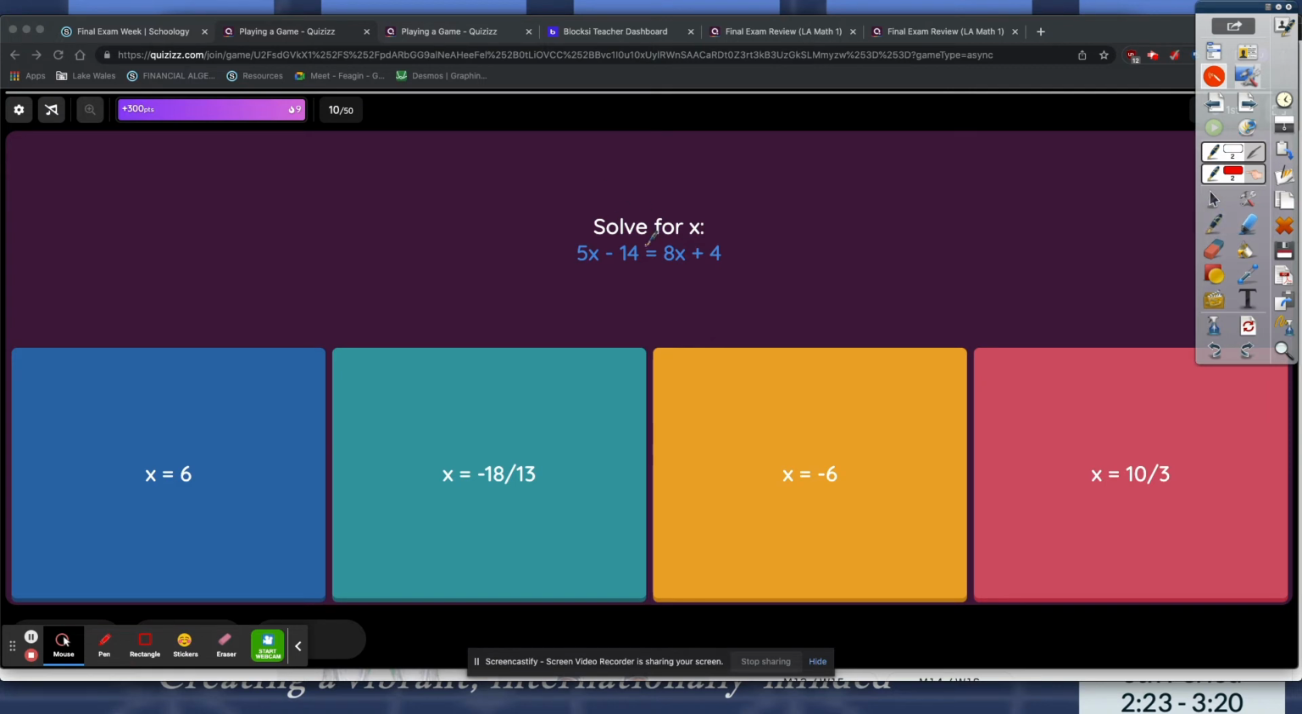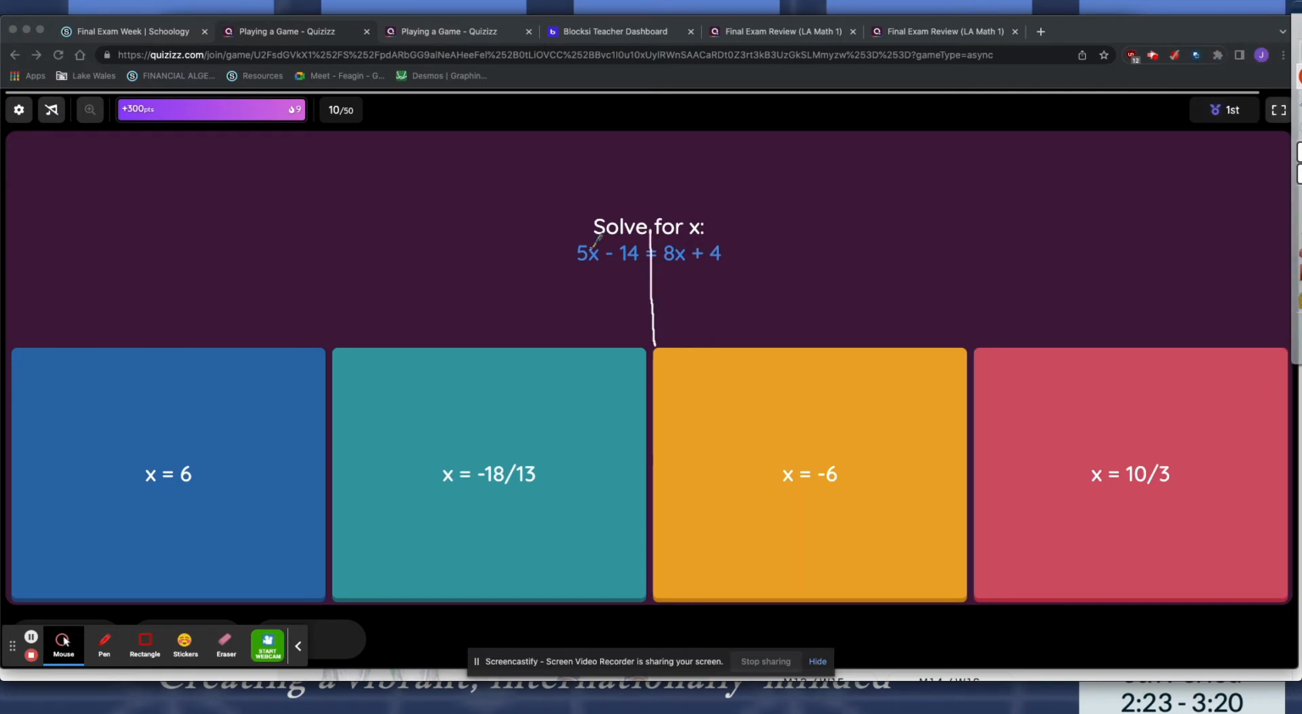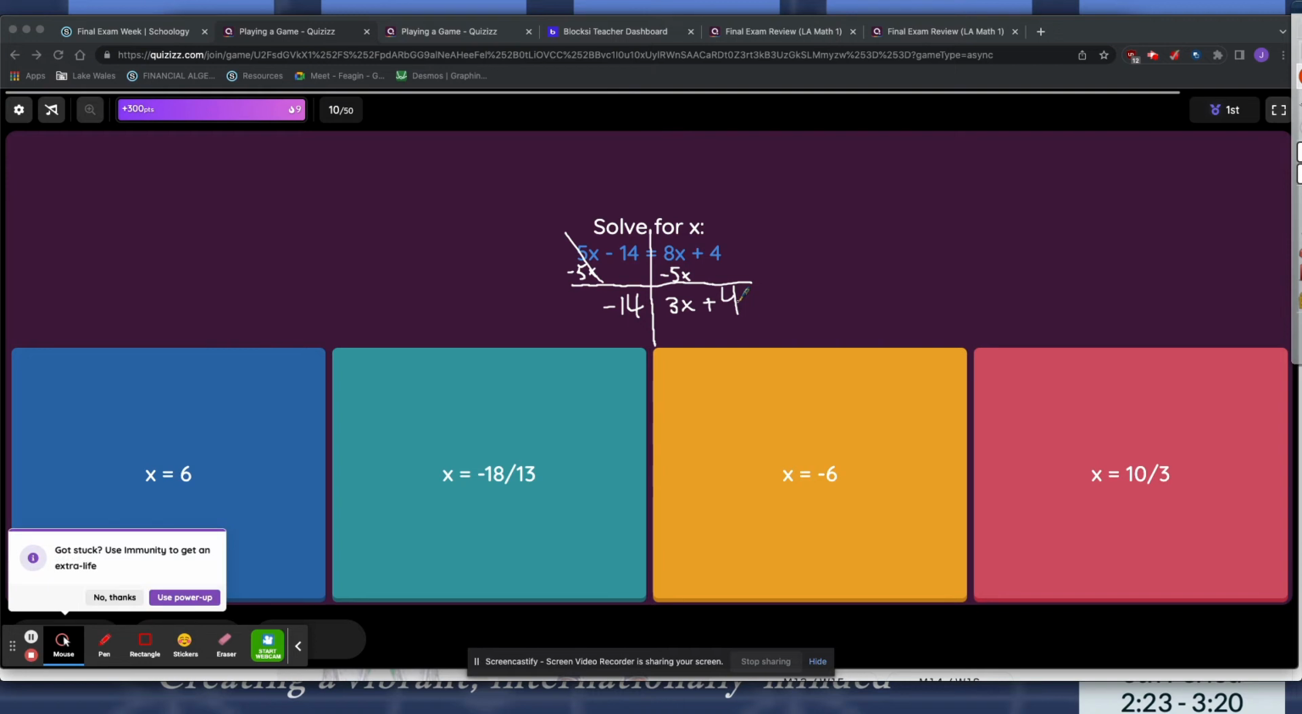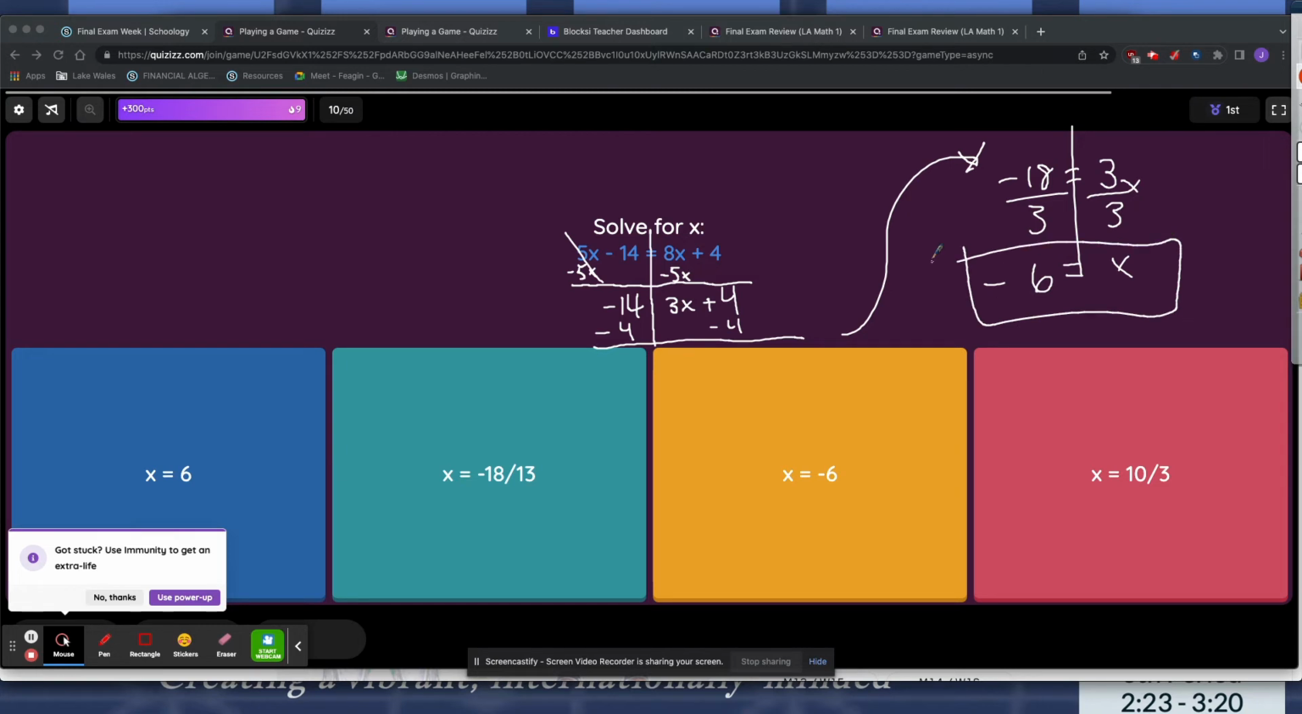Different style here. We got X's on both sides. Realistically, I like to move the smallest X. So I'm going to take this 5 here and move it. How do I move it? I create elimination. This is a positive 5X. I subtract it on both sides. That's 3X right there. And with that one move, we become a two-step equation. So from here, you want to subtract 4 on both sides. That's going to give you negative 18 equal to 3x. Divide by 3 on both sides. X is equal to negative 6.